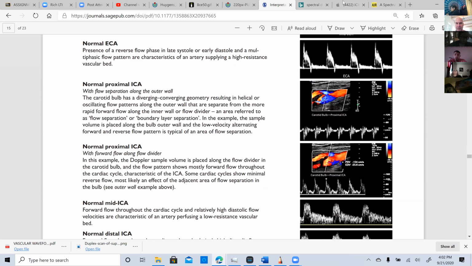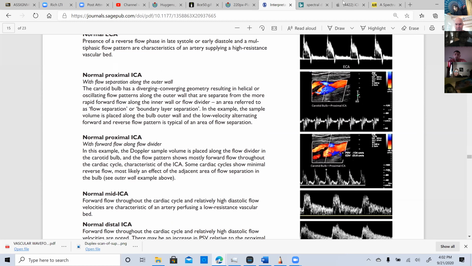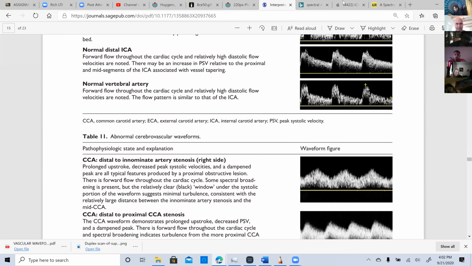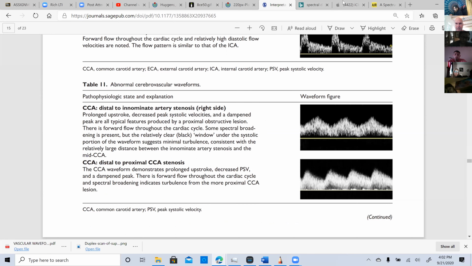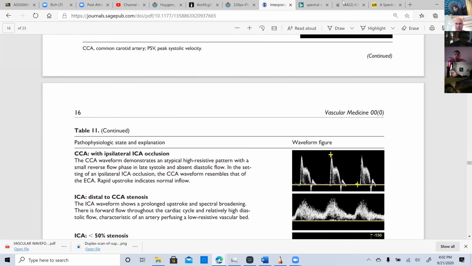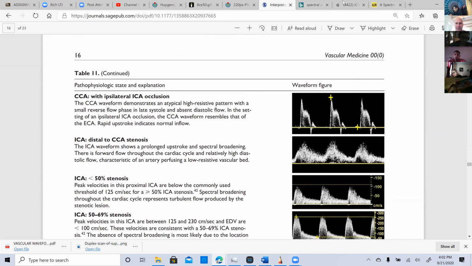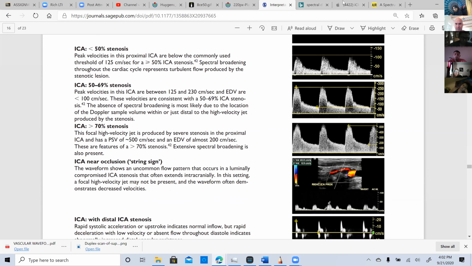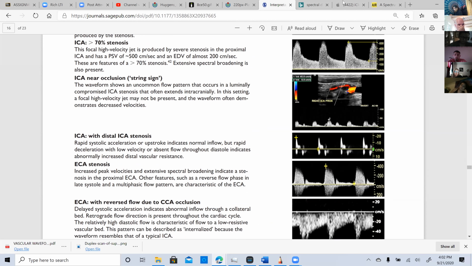CCAs, ECAs, bulb, don't even bother with the bulb, it just makes an ugly waveform. It's like some tardus parvus going on there. You have distal. Well, in any case, some great stenosis here. There's our staccato.